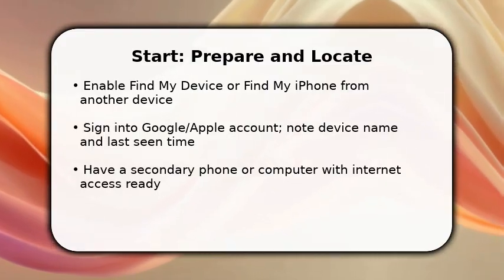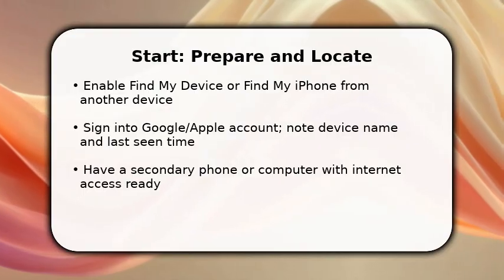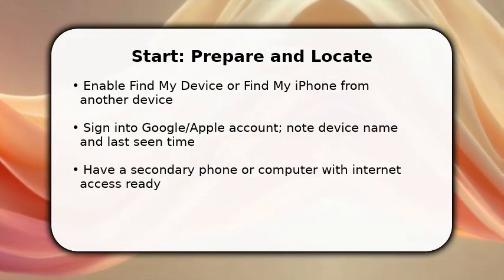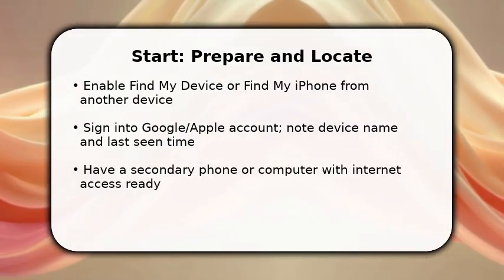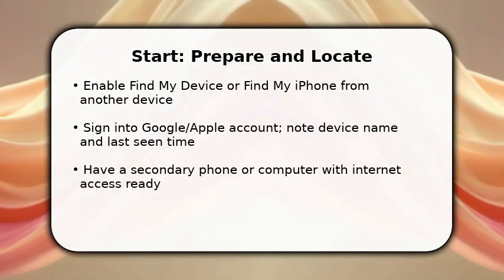Make sure you have a secondary phone or computer with internet access. This lets you call, message, or trigger actions remotely. These steps establish control and visibility over the lost mobile immediately.